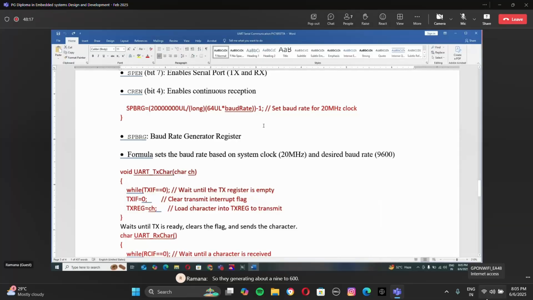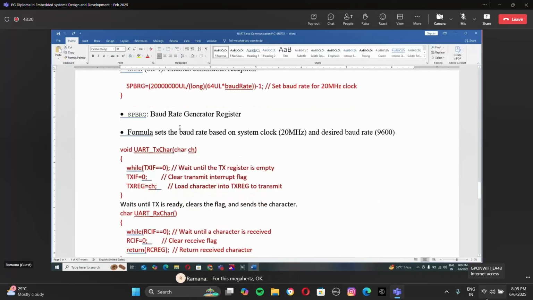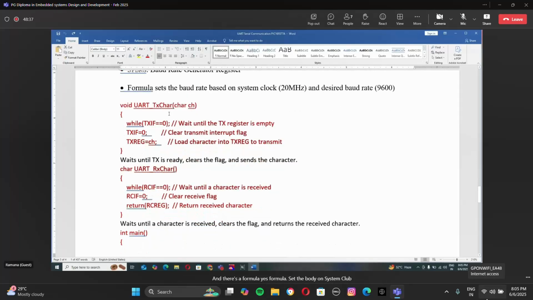And set the baud rate for 20 megahertz. And that is the formula: set the baud rate on system clock 20 megahertz and desired baud rate 9600. The next is void UART transmit character. So why are you using while TXIF equal to 0 here? We'll see what the TXIF is.